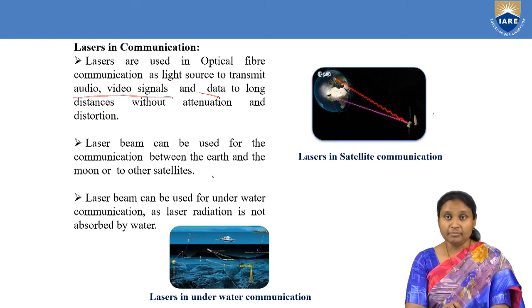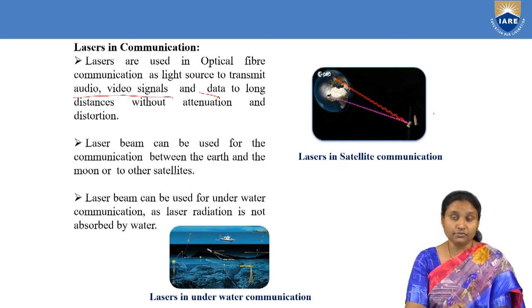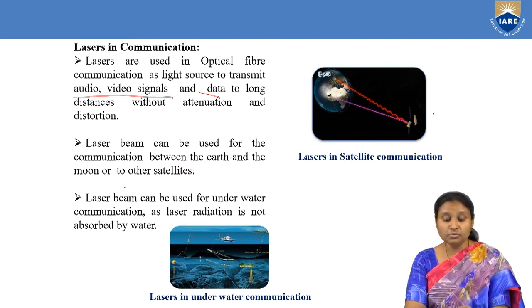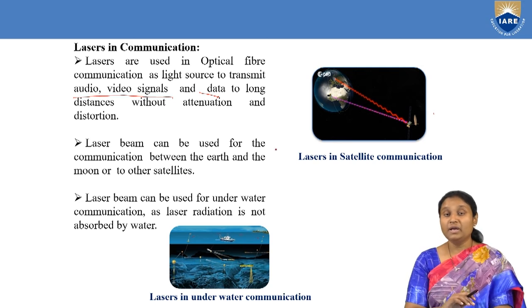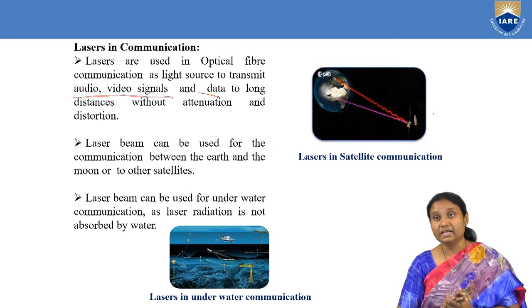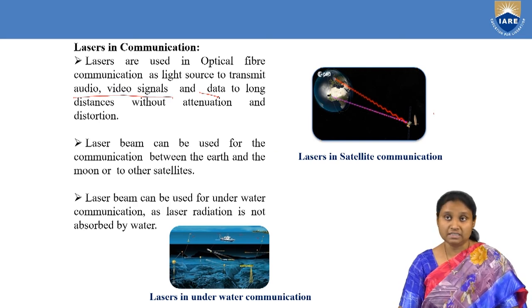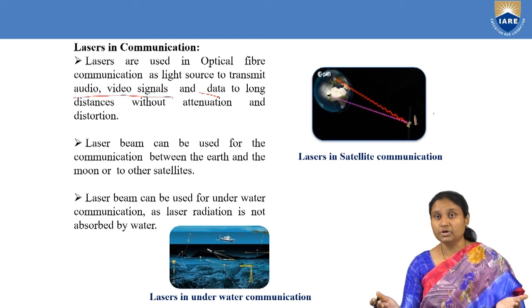Then coming to the second application, as you can see here, lasers are used in satellite communication. Satellite communication means communication between Earth and other space bodies like the moon or other satellites, and that communication is also done using laser. Why? Because lasers have the property of being directional. The spreading will be very, very less. So because of the directionality property, communication can easily be done over very long distances between Earth and the moon or any other satellite.